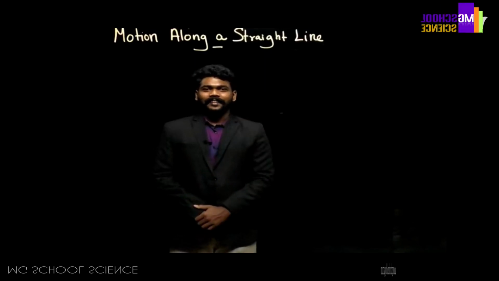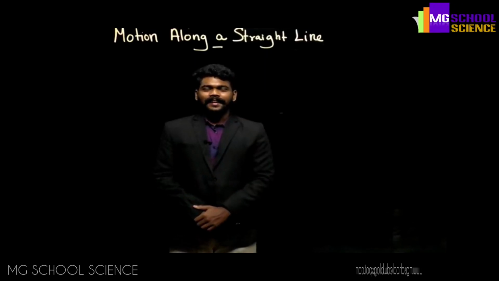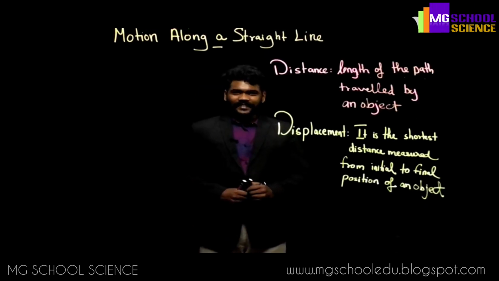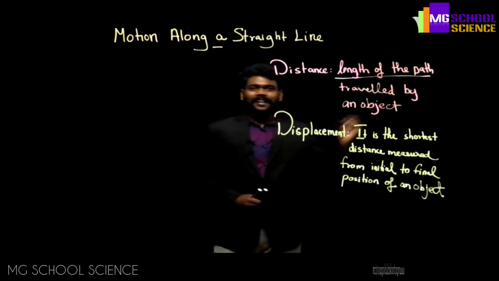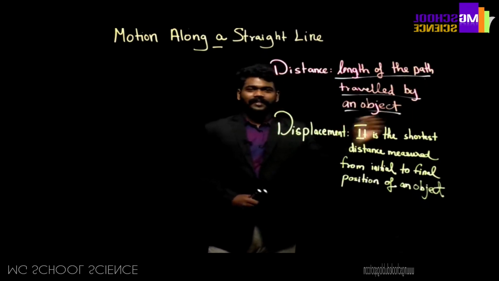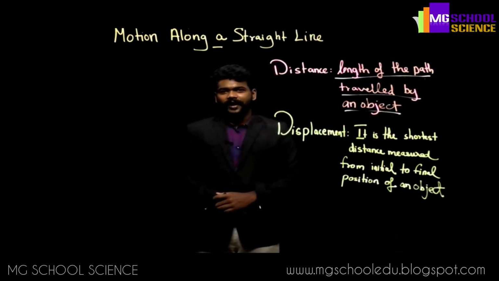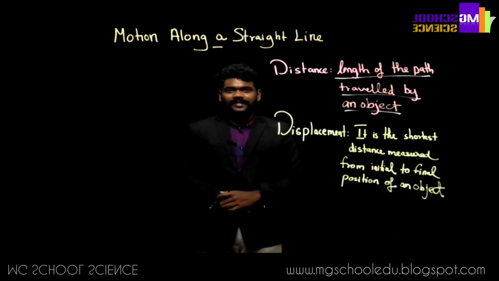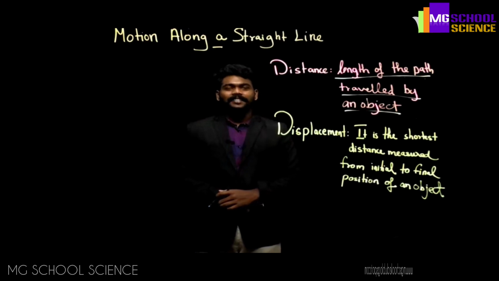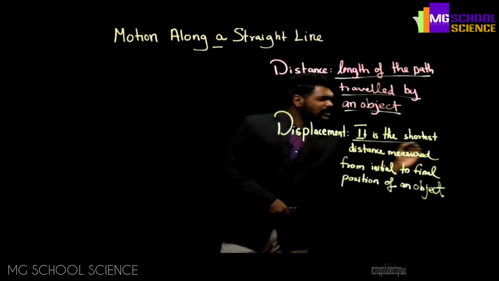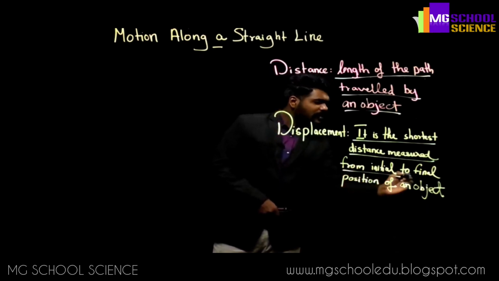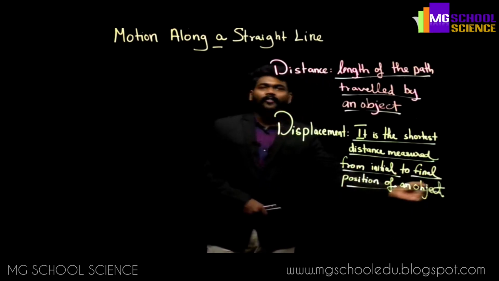Motion along a straight line. To understand this, let us study what is the difference between distance and displacement. So distance. Distance is the length of the path traveled by an object. Anywhere, if an object travels from A to B through any path, then the length of the path is called distance. And displacement, it is the shortest distance measured from initial to final position of an object.